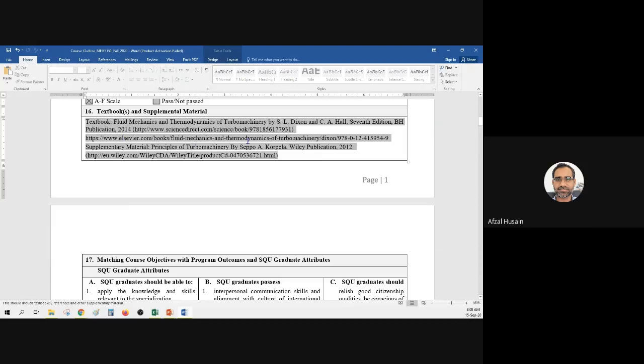And this is another book, and we will use it as supplementary material, for more practice of examples. This is Principles of Turbomachinery by Seppo A. Korpela. This is a Wiley publication. So we will use it for solving some problems from this book also, some examples especially.